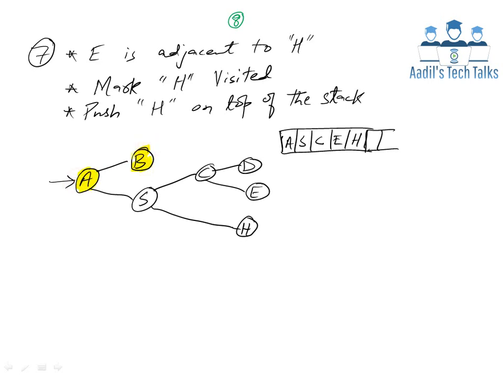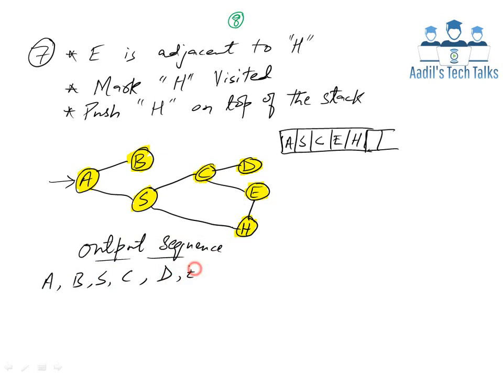Now from A we've gone to B, and then S. From S we accessed C. From C we accessed D and E, and from E, now as we have accessed H. Okay, so now the output sequence becomes A, B, S, C, D, E, and H. This is the final output sequence. Now we have to pop up all the values from the stack, and when the stack gets empty, the process of DFS terminates.